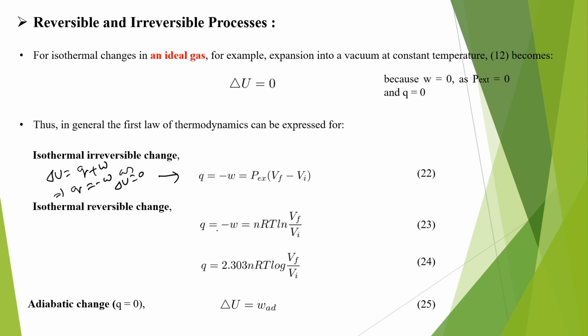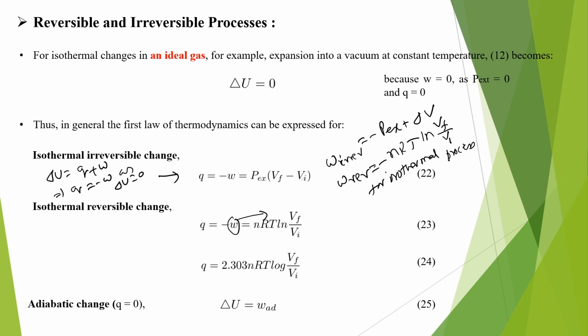For a reversible change, Q is minus W. This is also valid, but the expression for W here is minus nRT ln Vf by Vi, and you have the minus sign one more here, so we get a plus sign. So, W for an irreversible process is minus P external times delta V, and W for a reversible process is minus nRT ln Vf by Vi for an isothermal process. So, we get the expression for Q like before.